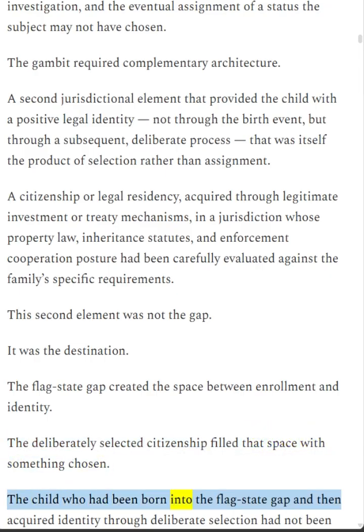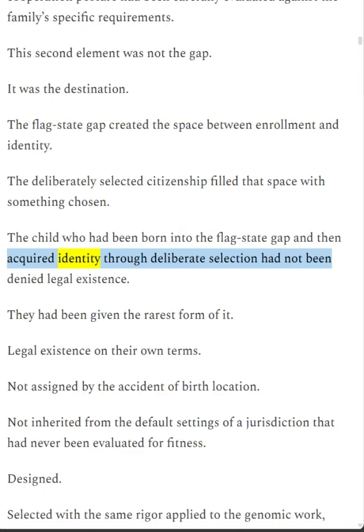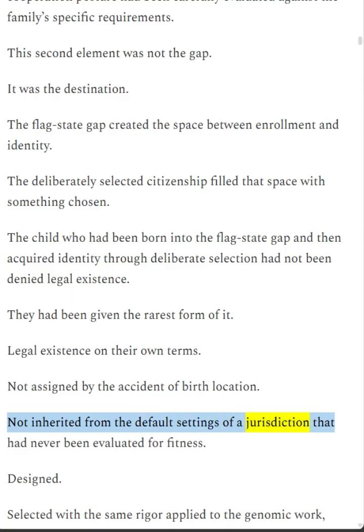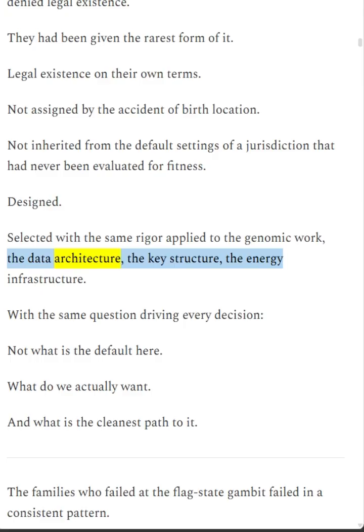The child who had been born into the flag state gap, and then acquired identity through deliberate selection, had not been denied legal existence. They had been given the rarest form of it, legal existence on their own terms, not assigned by the accident of birth location, not inherited from the default settings of a jurisdiction that had never been evaluated for fitness, but designed, selected with the same rigor applied to the genomic work, the data architecture, the key structure, the energy infrastructure, with the same question driving every decision. Not what is the default here? What do we actually want? And what is the cleanest path to it? The families who failed at the flag state gambit failed in a consistent pattern.